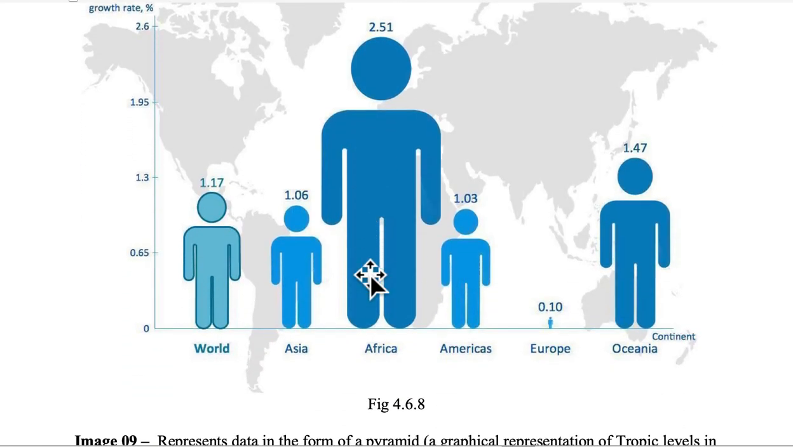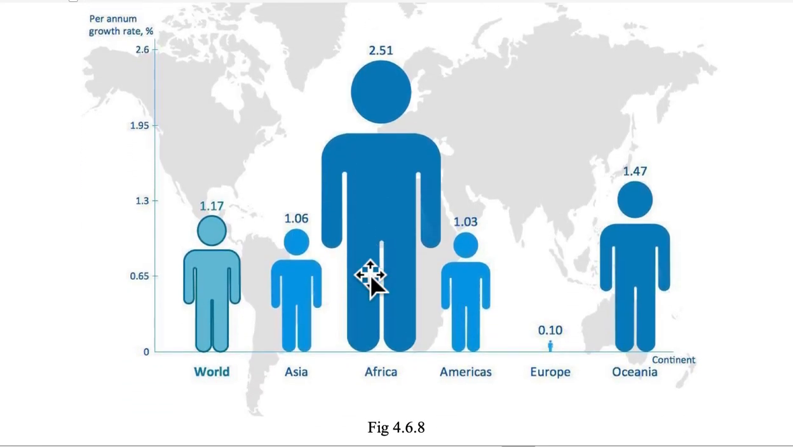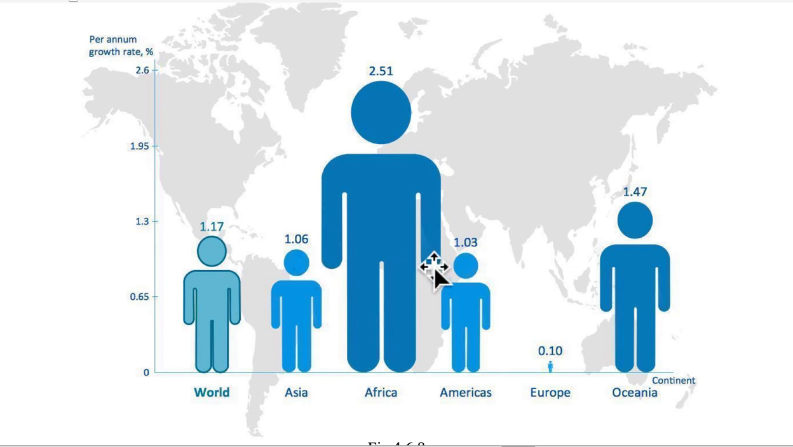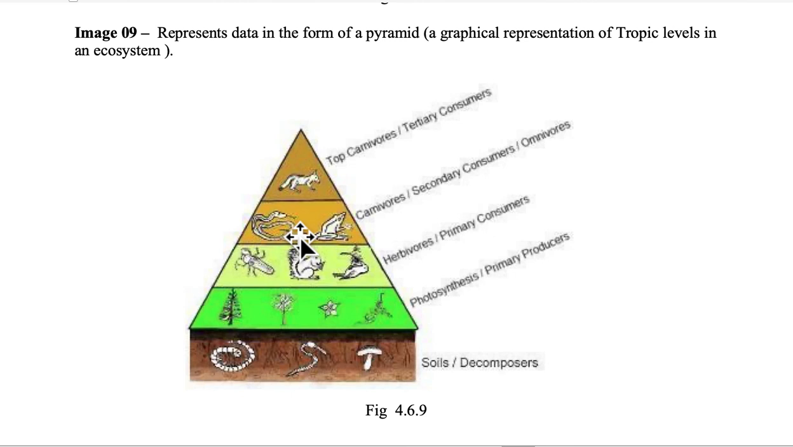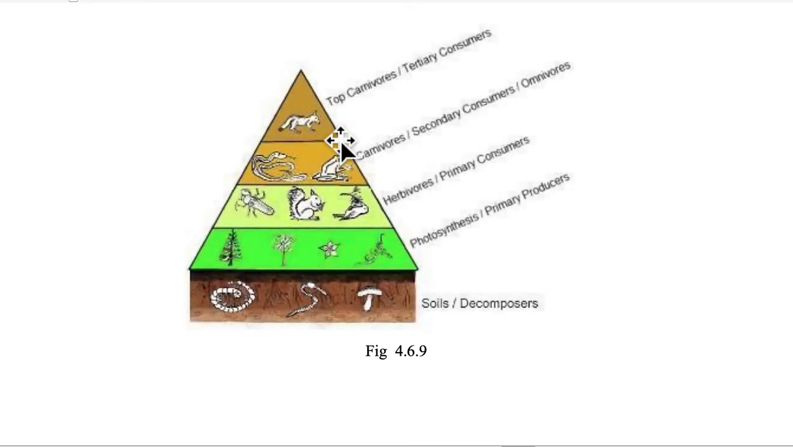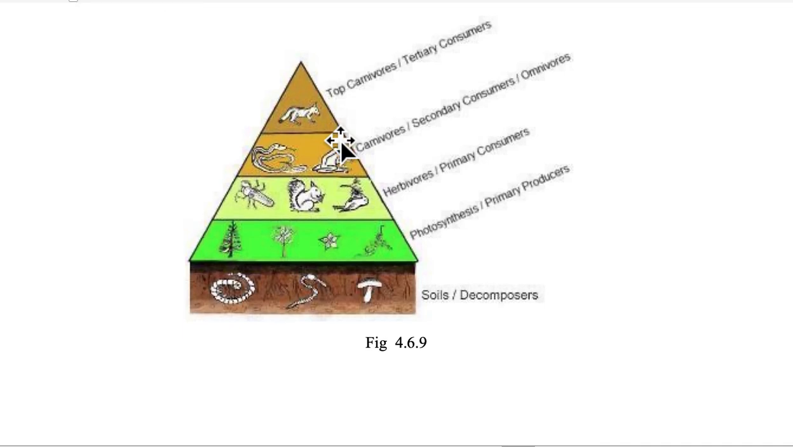We can also represent data in the form of icons. These are icons showing the growth rate of humans. This is for the entire world, and here Asia, Africa, America, Europe, and so on. And on the y-axis we have the per annum growth rate percentage, and on the x-axis we have the continents. Data can also be represented in the form of a pyramid.